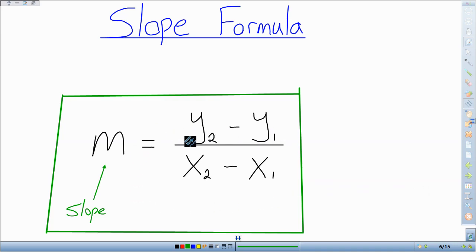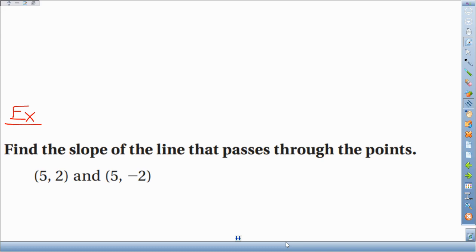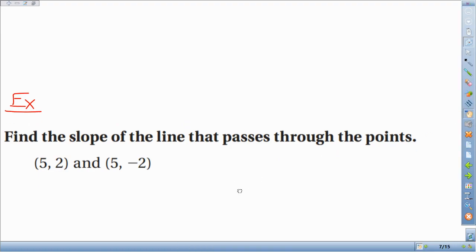Okay, so we're just plugging in. We're going to be given 2 points. We're going to plug in our y values on the top, x values on the bottom, do a little math, and we'll have our slope. It's that simple. Okay, let's try it. Find the slope of the line that passes through these 2 points. Go ahead and copy this example and we will do it together.